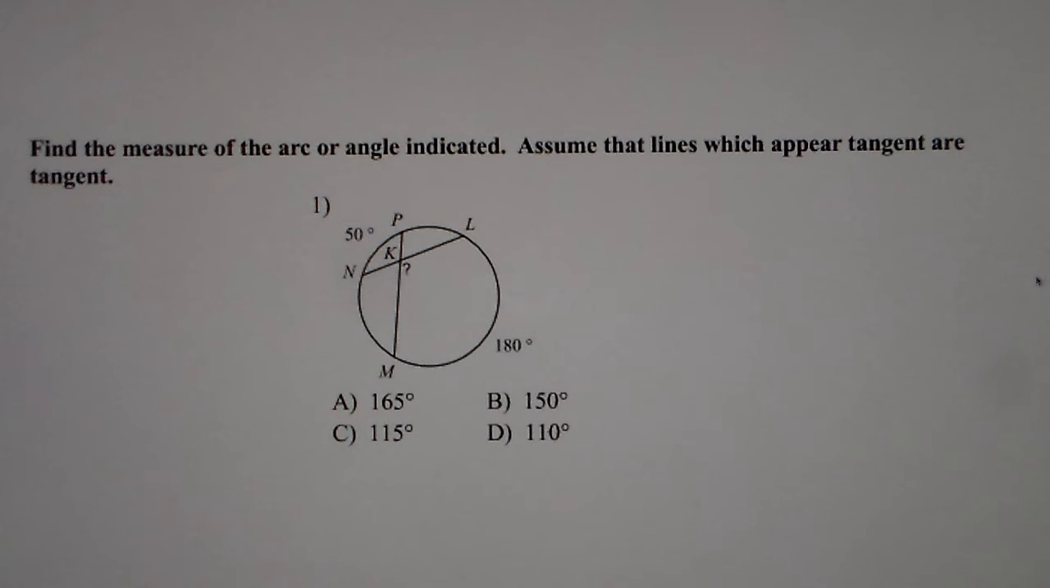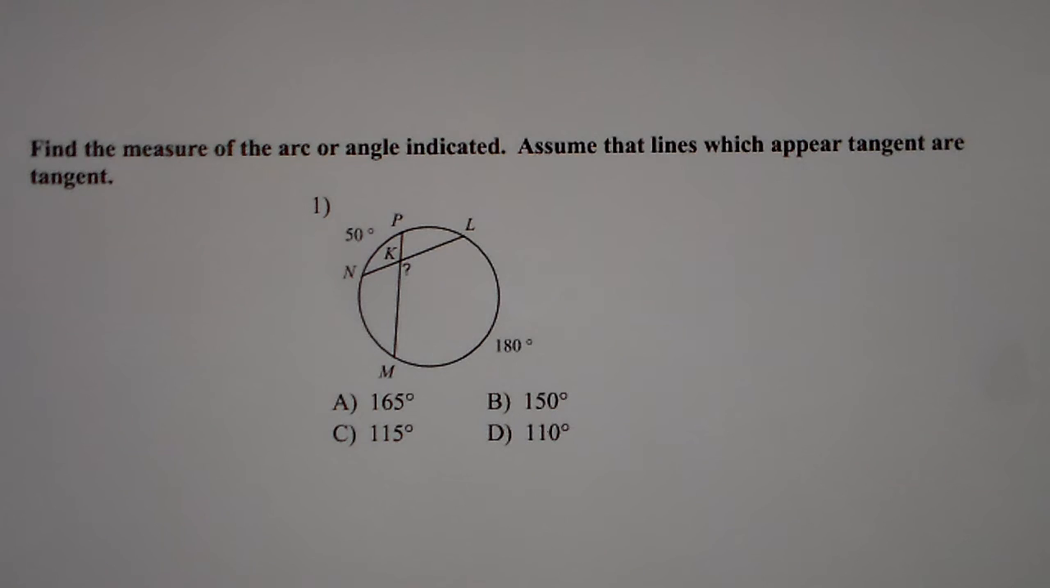One of the style questions that they have here with secants and tangents is: find the measure of an arc or angle indicated. Assume that lines which appear tangent are tangent. So we talked about tangent lines when they're just touching the circle. When they're inside the circle, that's when it's going to be secants or chords. As you can see, there's two chords in here, LN and PM, where the two chords cross at K.